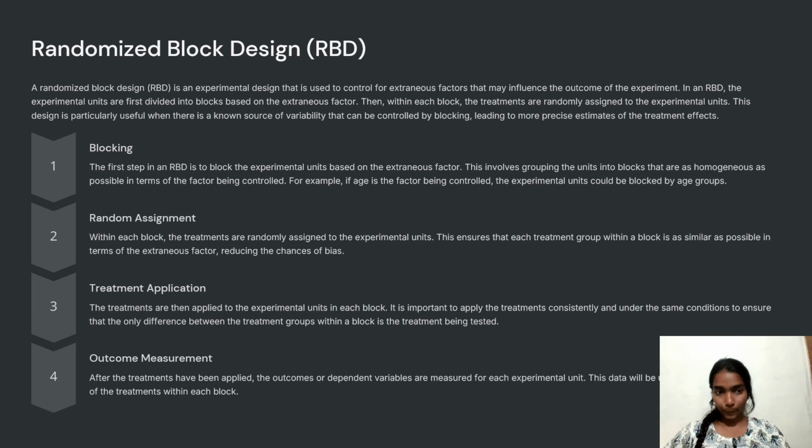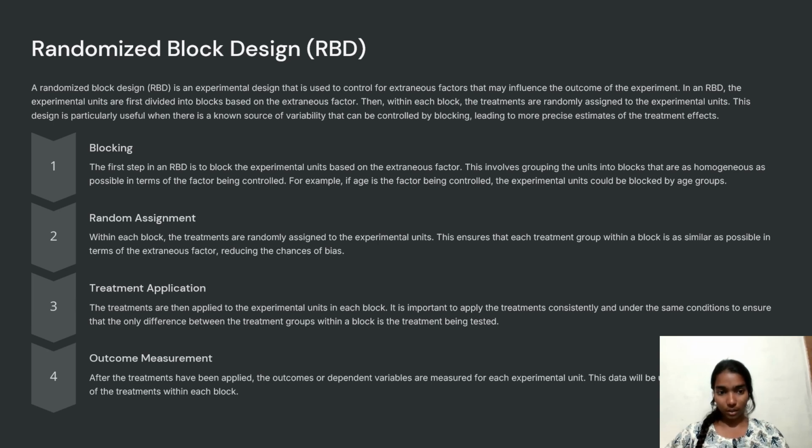A randomized block design is divided into four parts: blocking, random assignment, treatment application, and outcome measurement. Blocking. The first step in RBD is to block the experimental units based on the extraneous factor. This involves grouping the units into blocks that are as homogeneous as possible in terms of the factor being controlled. For example, if age is the factor being controlled, the experimental units could be blocked by age groups.